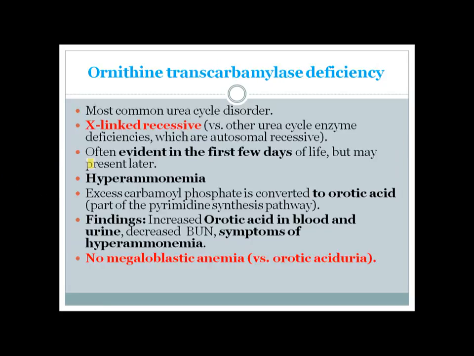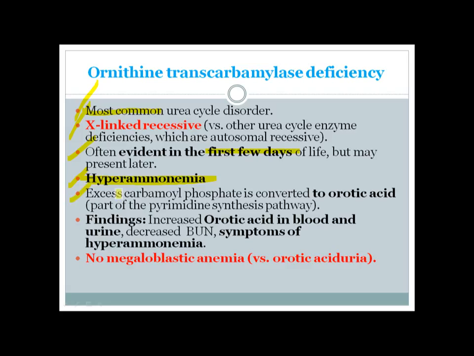So let's explain it. Ornithine transcarbamylase deficiency is one of the most common disorders of the urea cycle. It is X-linked recessive, unlike the other disorders of the urea cycle, and is often evident in the first few days of life. The most important presentation is hyperammonemia because there is decreased production of urea and a decreased urea cycle, leading to increased accumulation of ammonia in the body.